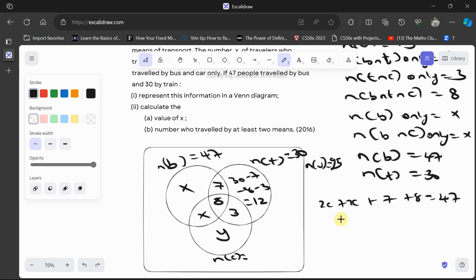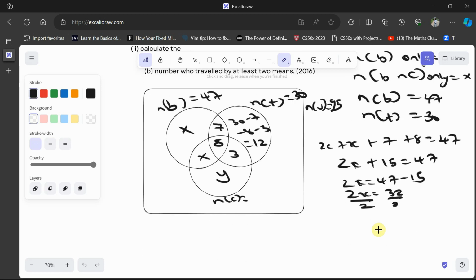x plus x is equal to 2x, 7 plus 8 is equal to 15, and this is equal to 47. So 2x is equal to 47 minus 15. 2x is equal to, if you do 47 minus 15, that should give you 32. If you divide both sides by 2, what is your x going to be? Great, so x is going to be 16. So that means this x here is 16.